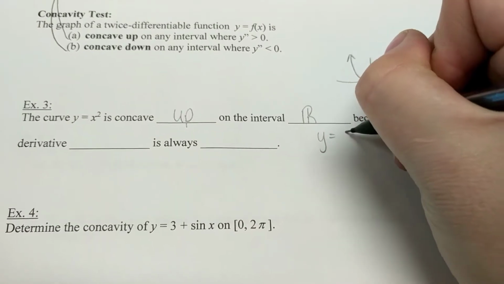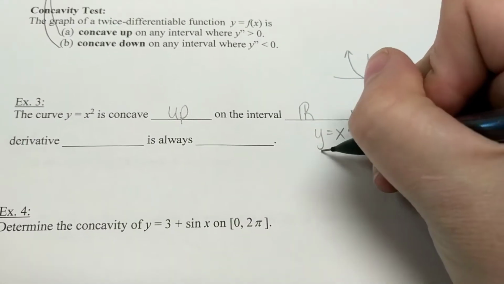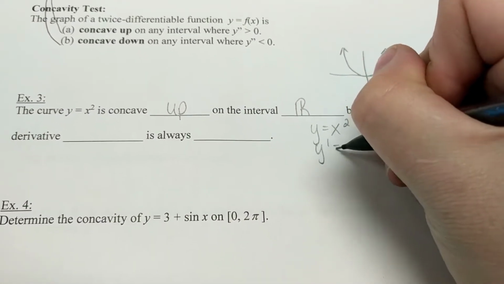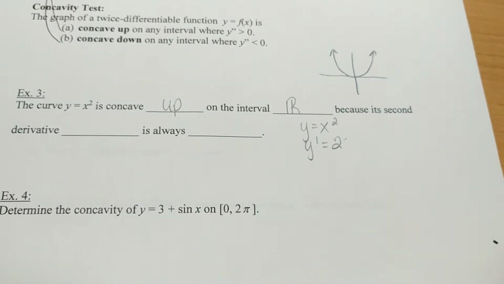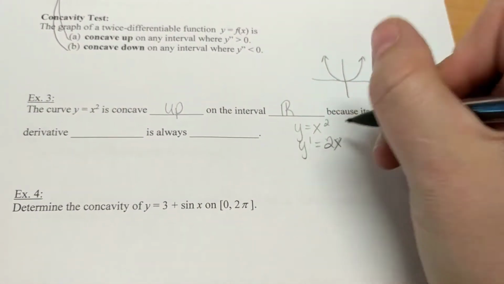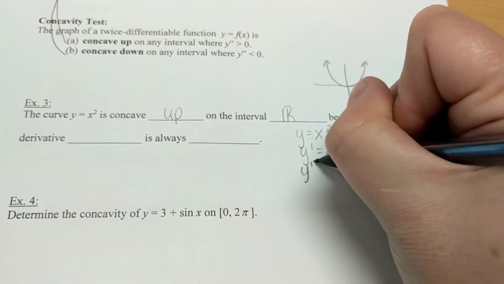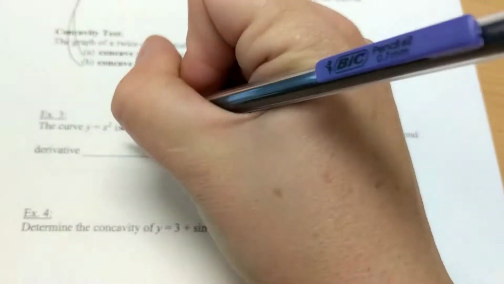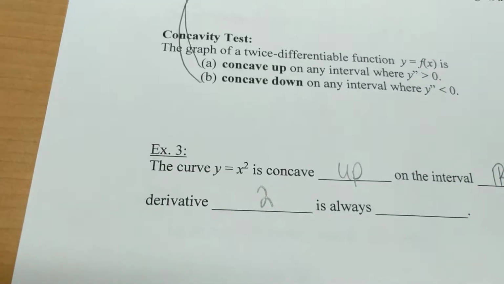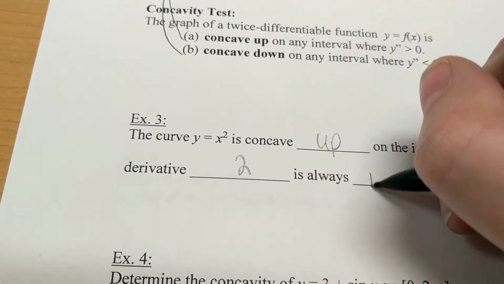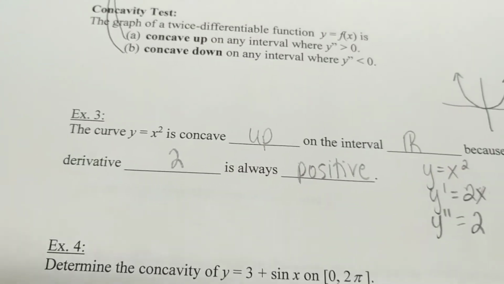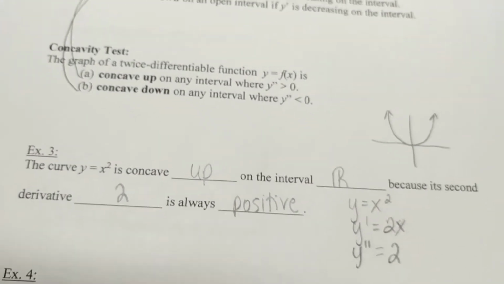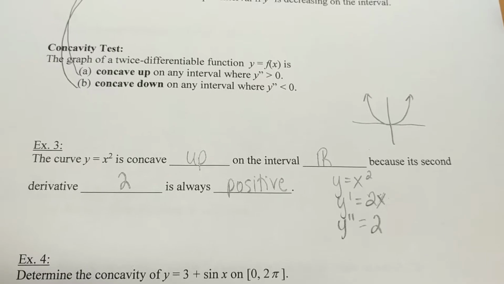So we had this function, y equals x squared, and they want us to find the second derivative. Well, the first derivative is 2x. So then the second derivative is 2. And 2 is always positive, which guarantees that that function is always concave up.